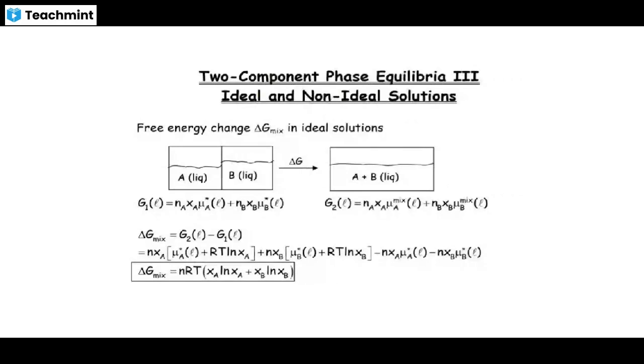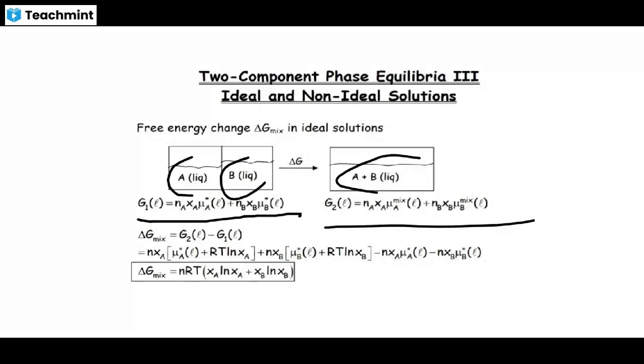Two component phase equilibria, ideal and non-ideal solutions. If you take liquid A and liquid B and take the partition, and delta H mixing. This gives the free energy before mixing, and this gives the free energy after mixing. Na mu A plus and so on. So delta G mixing is nothing but G2 minus G1.